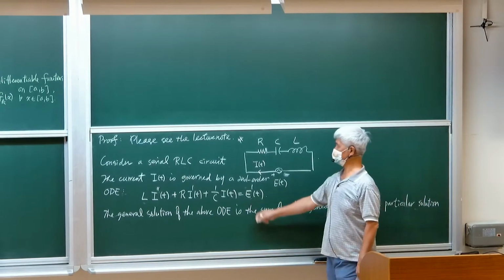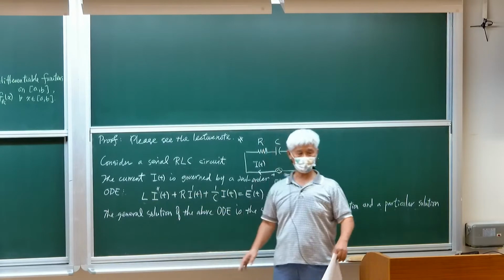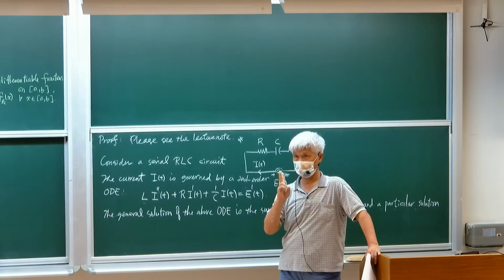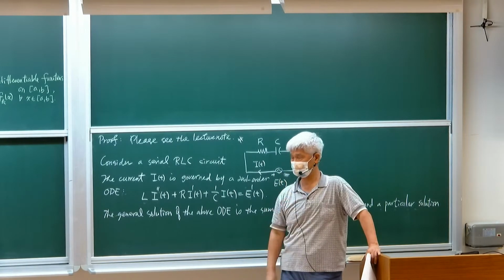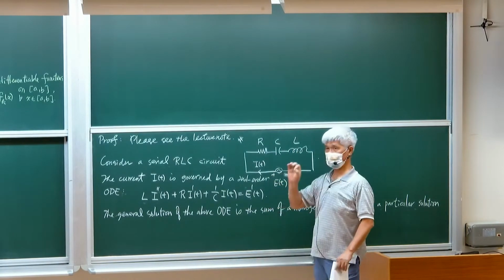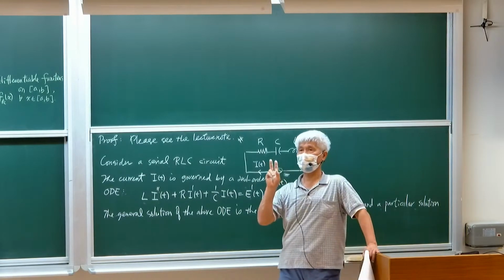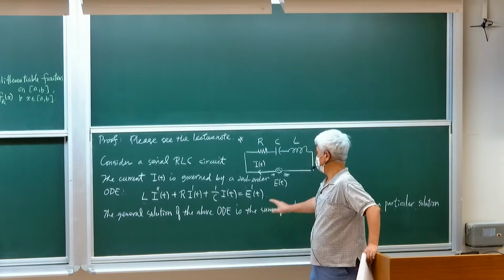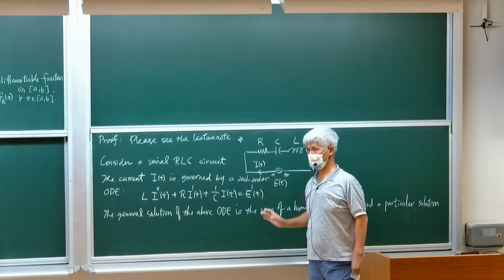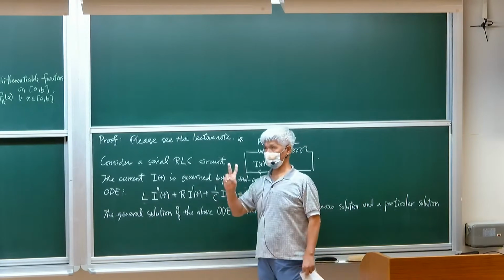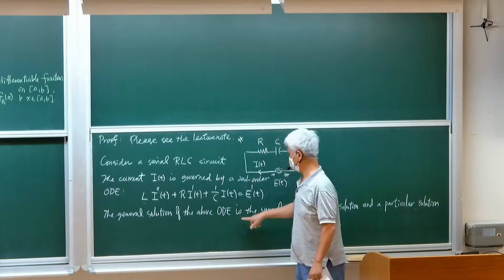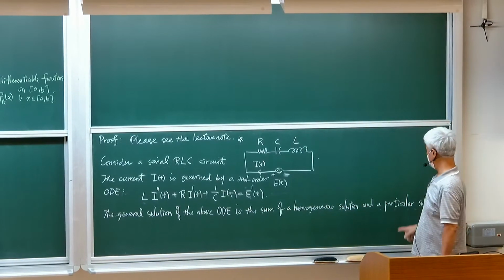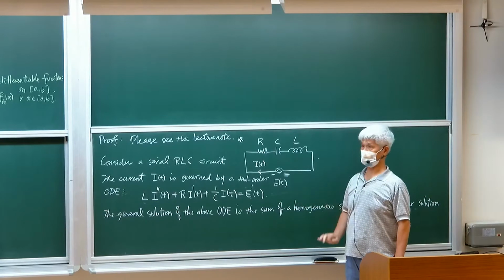And the homogeneous solution, because it's second order, has 2 undetermined constants. The degree of freedom is 2. So 2 initial conditions will give us a unique solution. But without initial or boundary conditions, you have 2 degrees of freedom for the homogeneous solutions of the ODE, and also you have to find a particular solution.